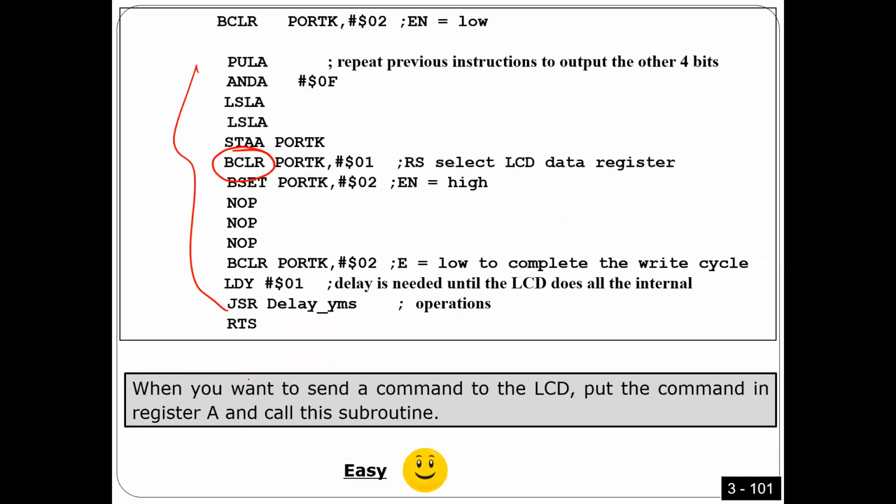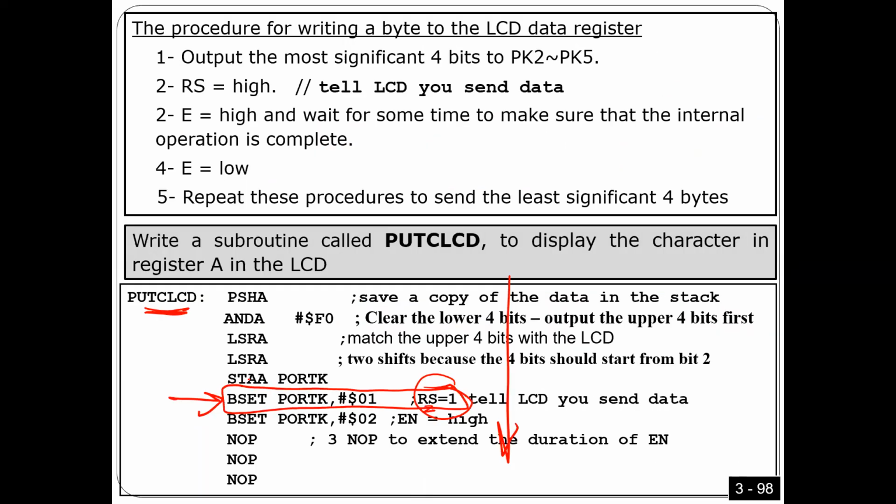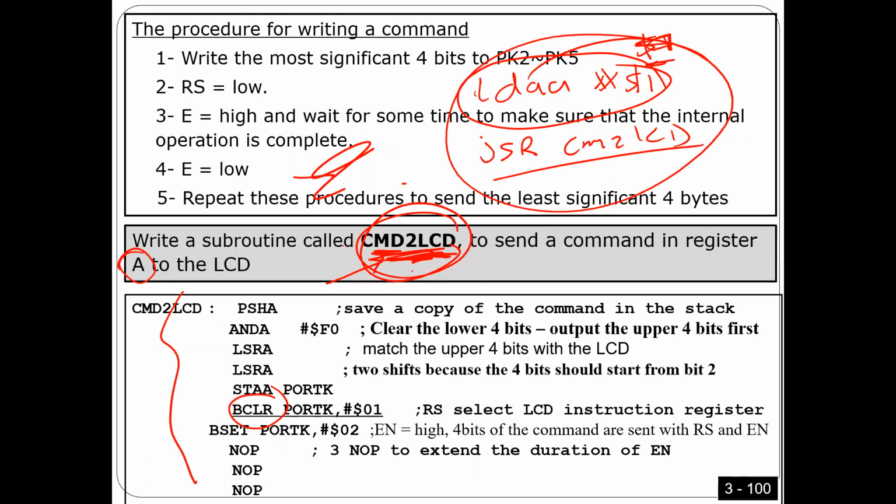So the conclusion now, what I did so far, guys, before I teach commands, is that we have two subroutines I taught so far. One subroutine is called put character LCD. This one is used to display a character. You have to put the ASCII of the character in A before you call it. The second one, command to LCD, is used if you want to send a command to the LCD, and the code of the command, you have to put it in register A before you call this function. That's it. Is that okay?